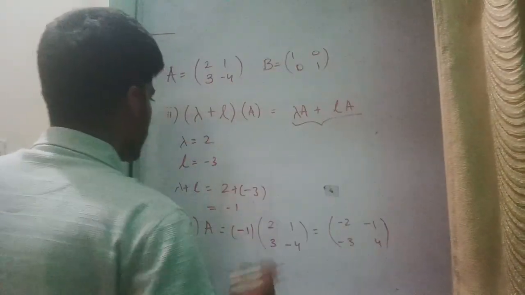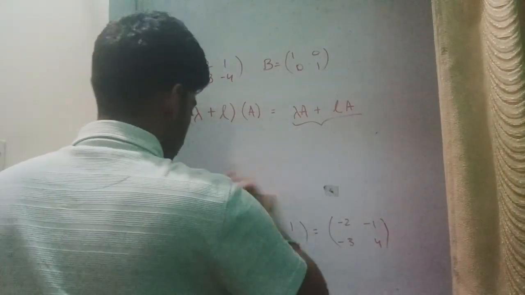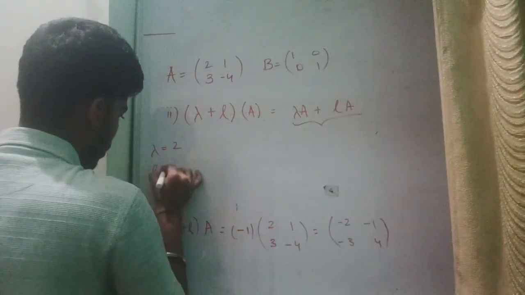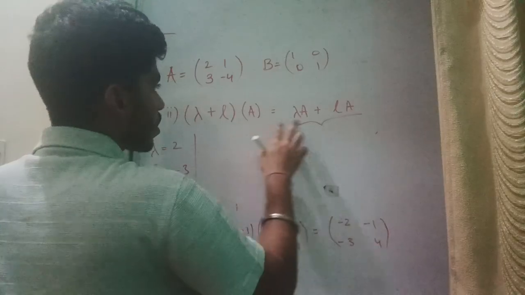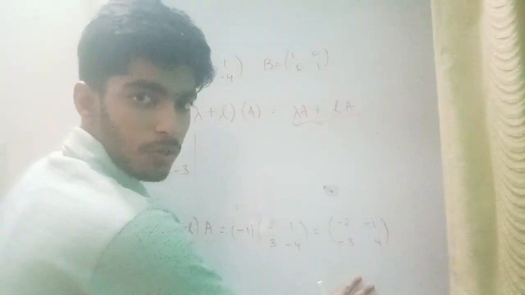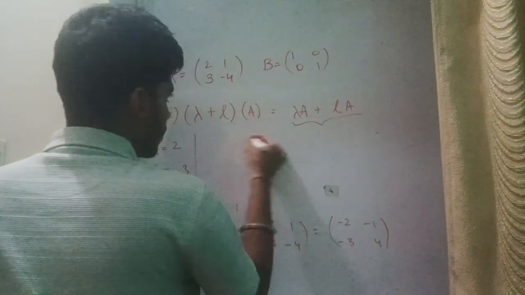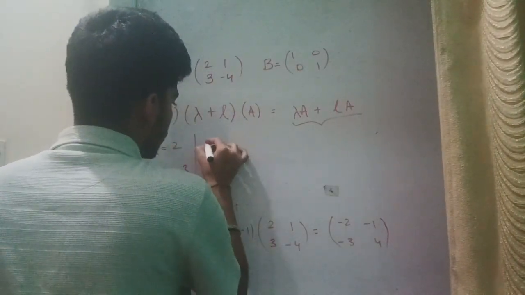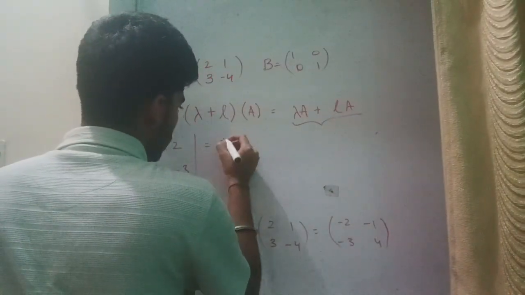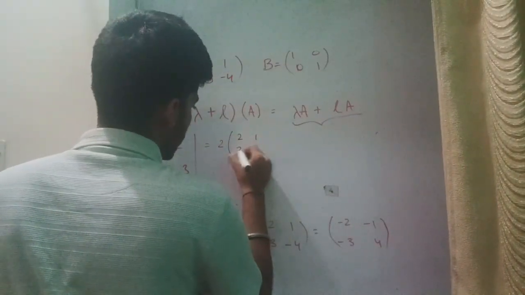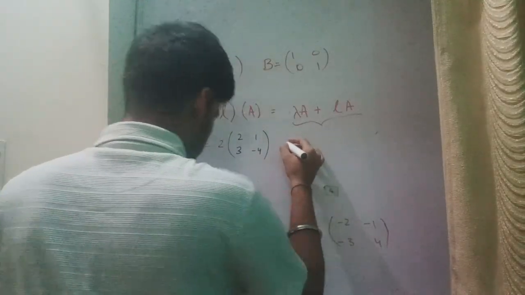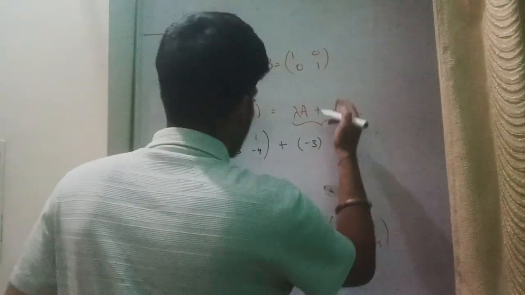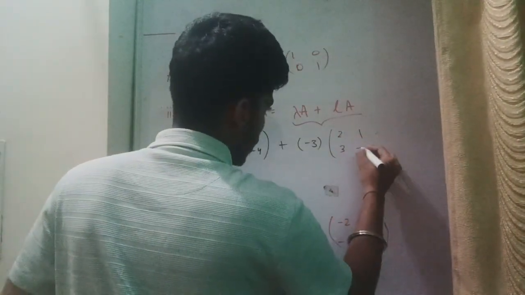Now, let me erase this. Right. And I'm writing over here lambda equals 2 and L equals -3. Now I have evaluated the left hand side of our property. Now let's evaluate the right hand side. So let me change my marker. On the right hand side, it is lambda times A, so lambda is 2, my matrix A is 2, 1, 3, -4, and there is L, where L is -3, and A is 2, 1, 3, and -4.